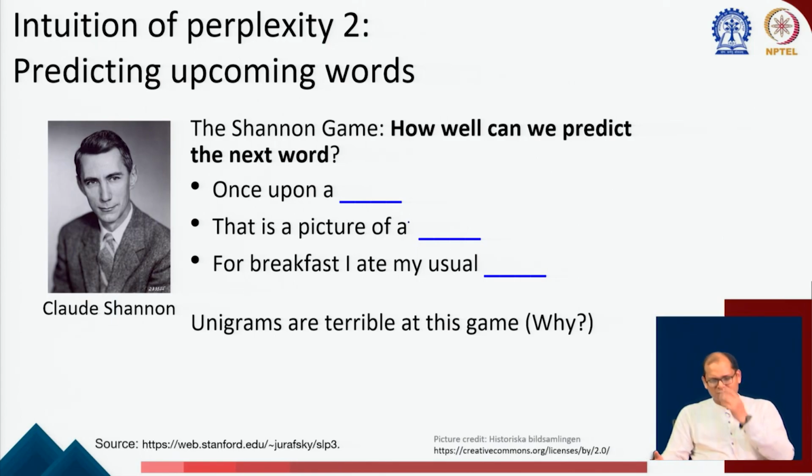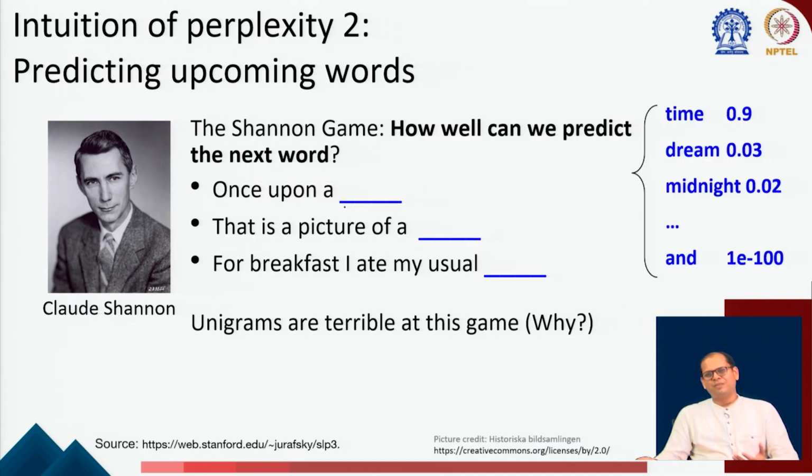So what is the idea? How well can you predict the next word? Suppose this is my phrase, once upon a, and I want to predict the next word, right? Typically you can guess it will be time, once upon a time, right? So now, as per the language model, you would have a probability given to all the words in the vocabulary. So this is your vocabulary and all the words, and you have some probabilities. And ideally you would want time to have the highest probability, right? And then you can predict time.